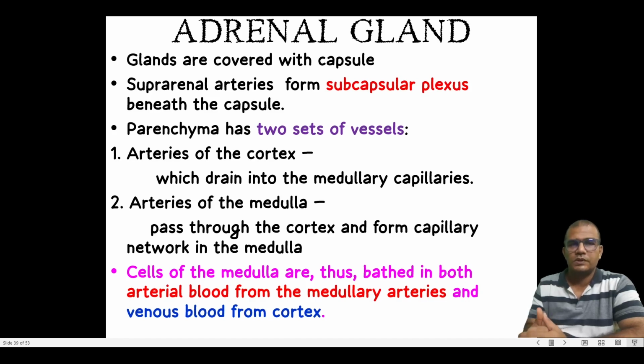So focus on the last statement of the slide. The cells of the medulla are bathed in both arterial blood from the medullary arteries as well as the venous blood from the cortex. This is a very important statement, and this can be asked in the viva. What is the peculiarity of the medulla of the adrenal gland? We know two peculiarities now.